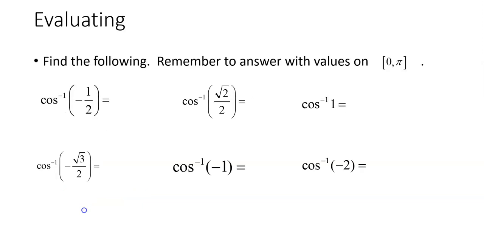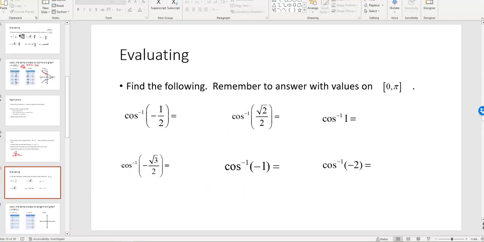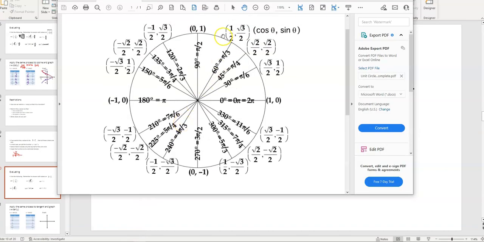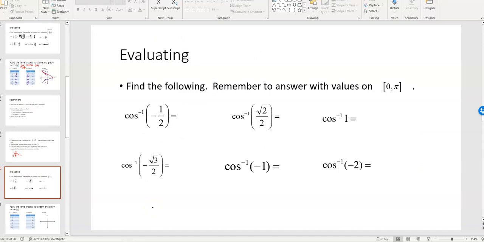So again, let's find the following. It says, remember to answer with values from 0 to pi. So the inverse cosine of -1/2. So where is the cosine equal to -1/2? Remember, cosines are the x's. So if I pull out my unit circle, where's the cosine equal to -1/2? Well, I'm going to look over here. It's true that it's also going to happen down here, but that's not part of the restricted domain. It's up here. So it looks like it's 2 pi over 3. And that's it. That's the answer. 2 pi over 3.